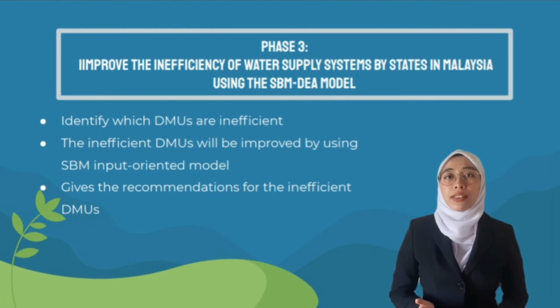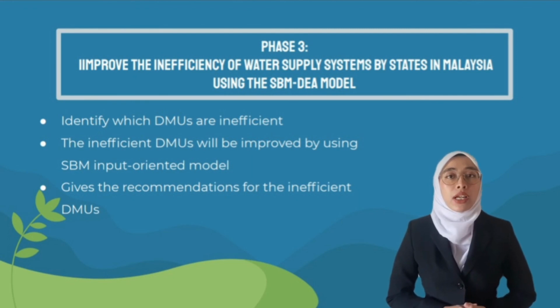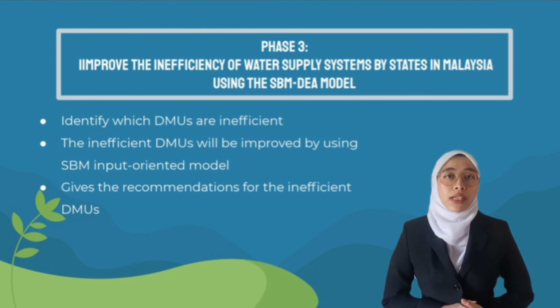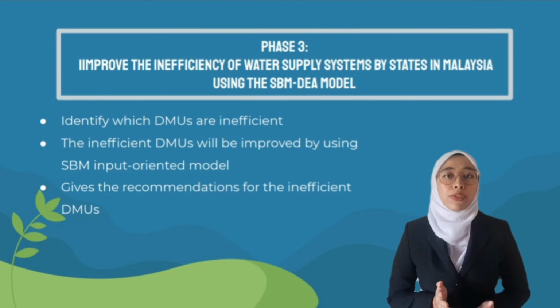The last phase, phase 3, will be implemented to improve the inefficiency of the water supply system by state in Malaysia using the SBM model. We will identify which DMUs are inefficient from the result in phase 2. Therefore, the inefficient DMUs will be improved by using the SBM input-oriented model, where this model gives recommendations for the inefficient DMUs on how they can improve their water supply system.